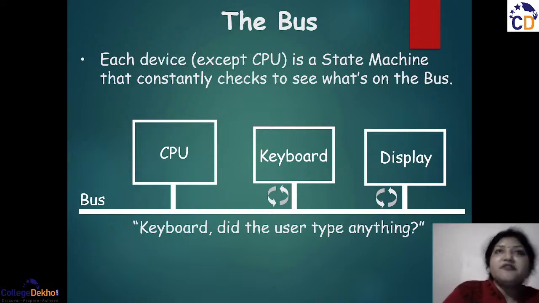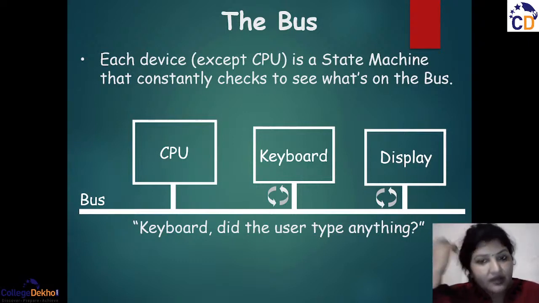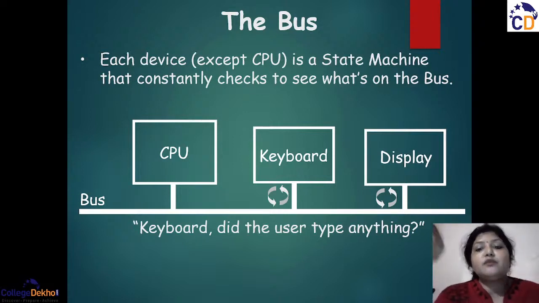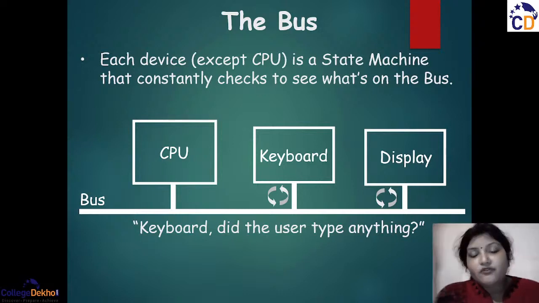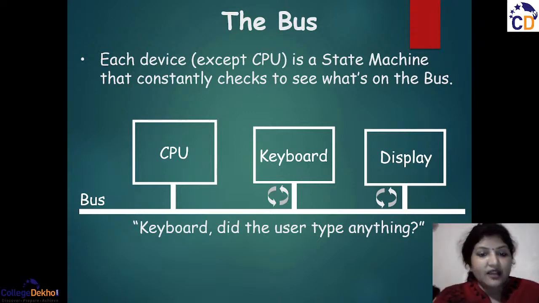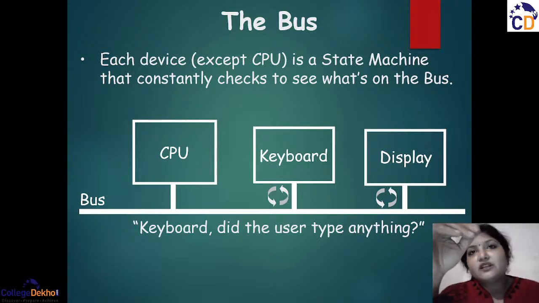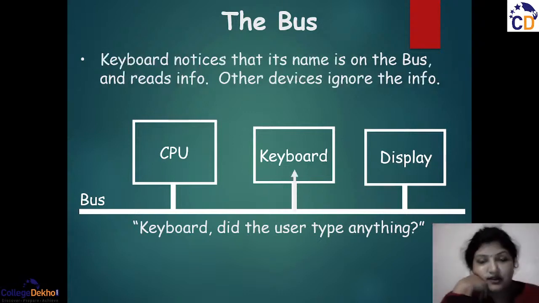You may notice from this particular slide that every device has its own motive, its own aim. The keyboard checks whether any input is coming from the user or not. The display checks whether anything should be displayed on the screen or not. The CPU, obviously the brain of the computer, connects all the hardware devices, and the bus itself is the main connection given to different devices.